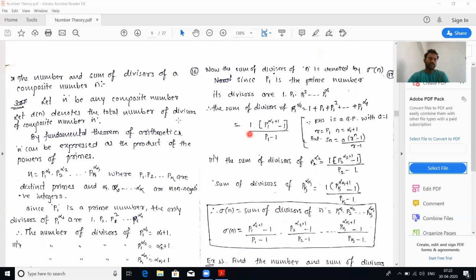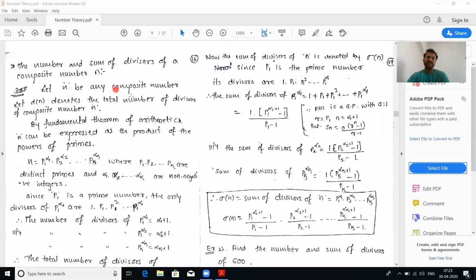Next, the very important concept, which is most useful even in the competitive examinations also. These types of questions, finding the number and sum of divisors, or finding the number of factors or sum of factors of any natural number, they will ask you. So see the number and sum of divisors of a composite number n. So n is any composite number here.